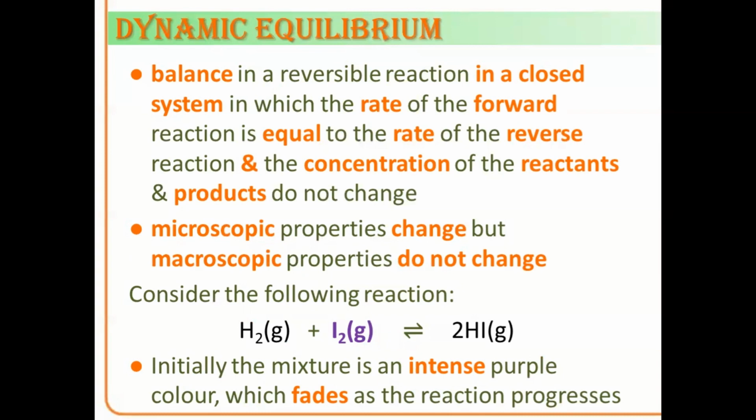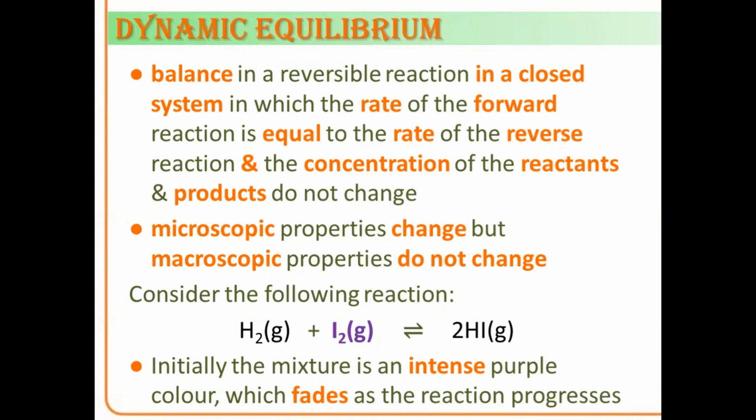But as the reaction progresses, the purple color is going to continuously fade as the iodine and hydrogen are being consumed in this reaction. But we will get to the point of equilibrium where the color of the iodine stops changing. And when we get to this point, we have dynamic equilibrium. The color remains constant, which means the amount of the iodine stops decreasing. But this doesn't mean the reaction has stopped.